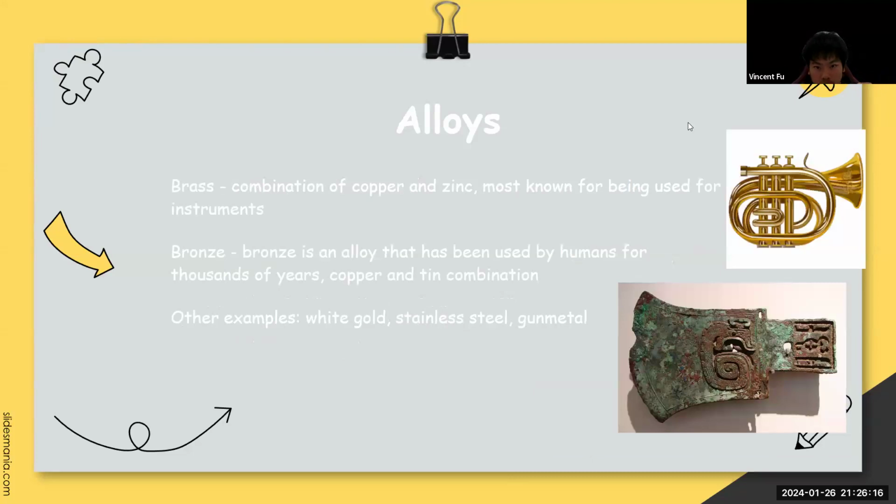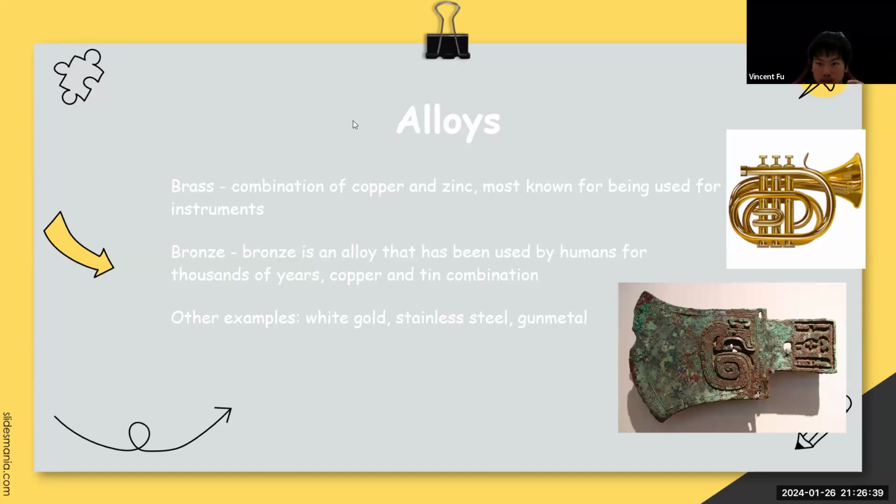So here are two other examples of alloys. These are also very common ones. The first one is brass. This is made with copper and zinc. Now, this is most commonly used for instruments, although it could be used for other things too.